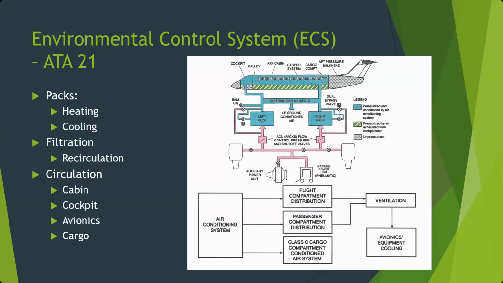So the environmental control system, we're moving into ATA chapter 21, is where we get our heating, cooling, and air distribution, okay? And so for heating and cooling, we use something called a pack, and several of you got to work with a small pack yesterday.